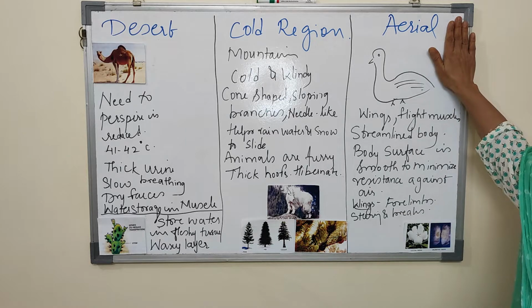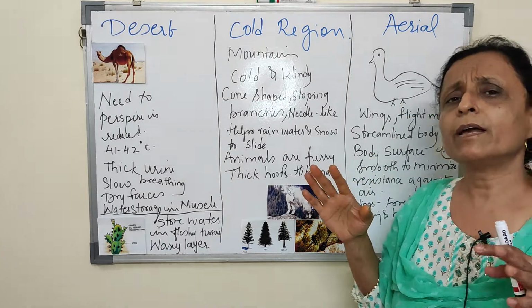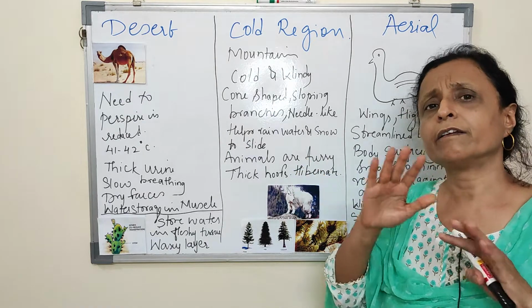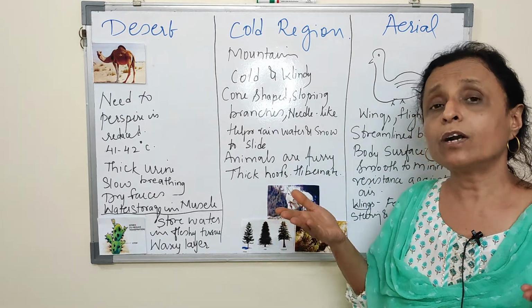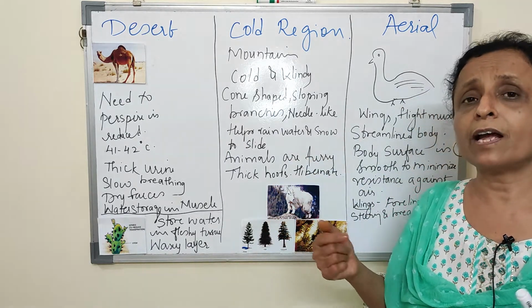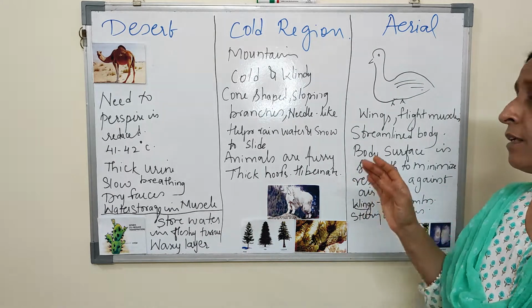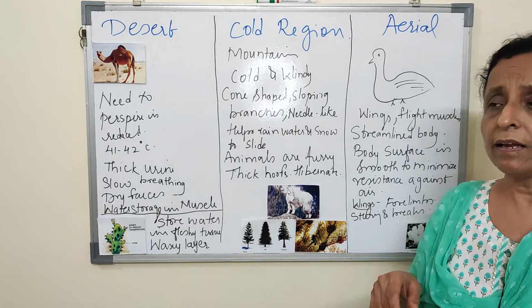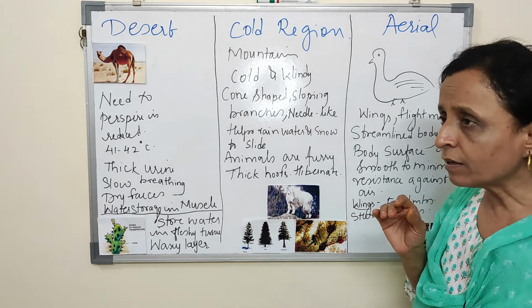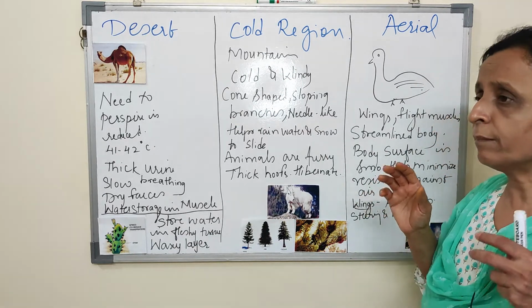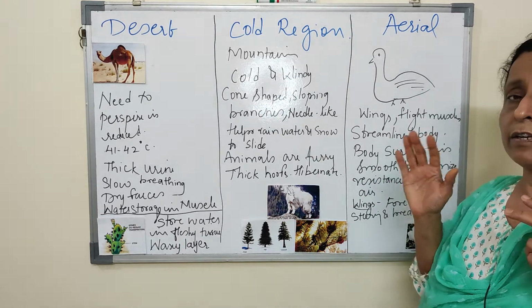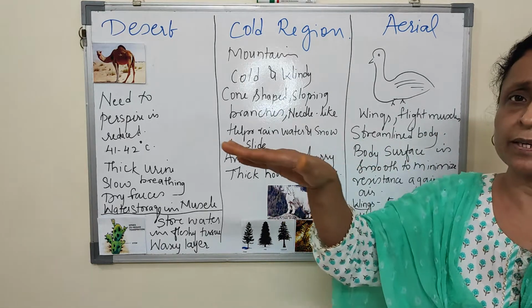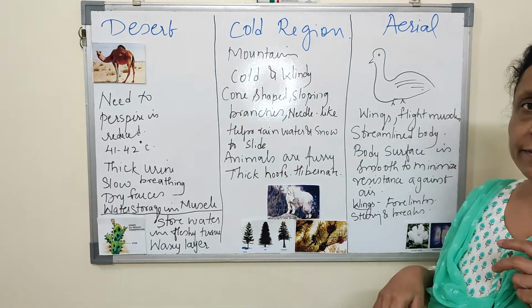Now we talk about aerial adaptation. Some animals are aerial, they can fly in the air. So what adaptation do they have to fly in the air? The birds are the classic examples. Their body is streamlined, and their neck and beak are in the forward direction, and the body is in the backward direction. That helps them streamline and fly easily.